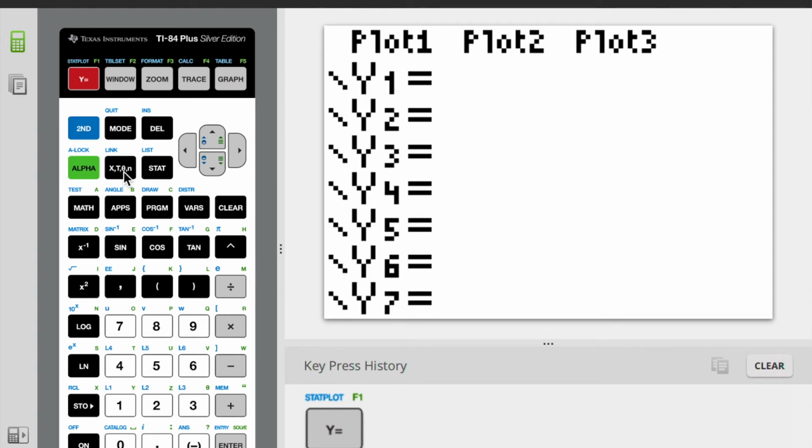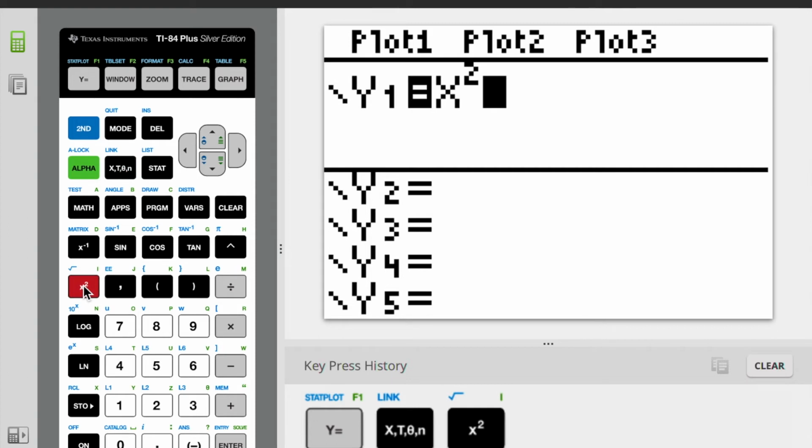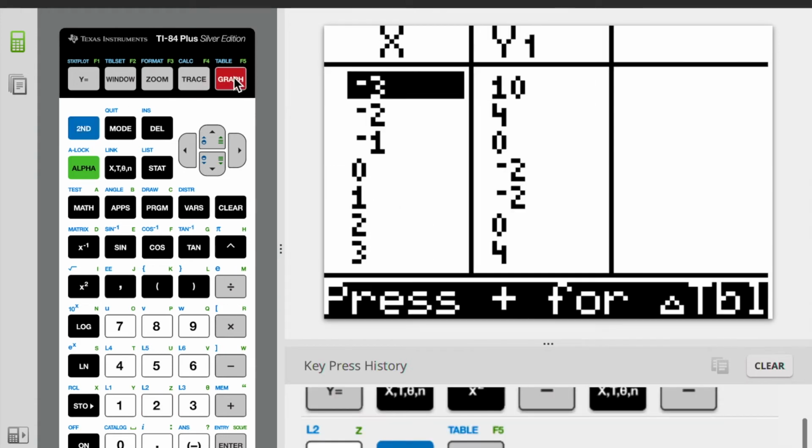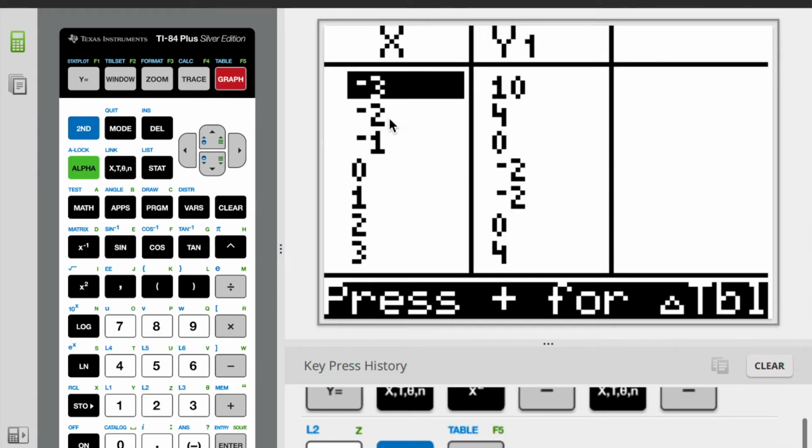So I'm going to type in x squared minus x minus 2. Remember, whenever I'm typing in an x, I just press this button next to my alpha button. To square it, I press this x squared button, minus x minus 2. And in order to create my table, I want to press second graph. And it shows me this table over here.